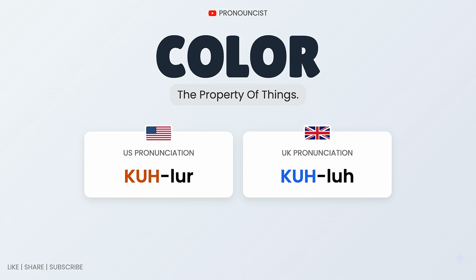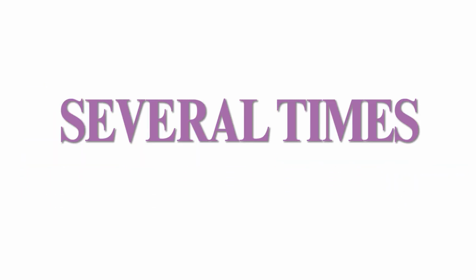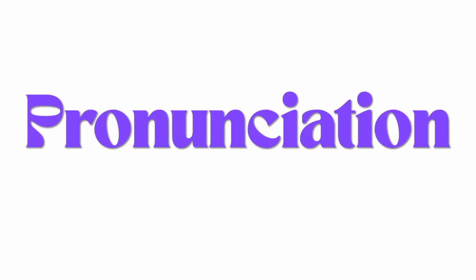Practice repeatedly and you'll soon be able to say this word perfectly. The best way to practice is to repeat the syllable multiple times. The meaning of the word is the property of things. Try repeating this word several times to improve your pronunciation.